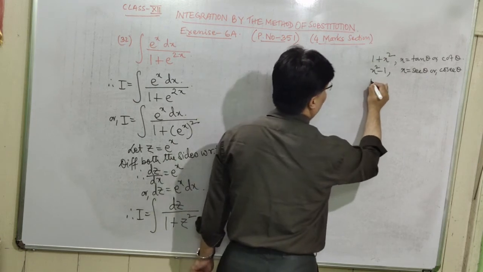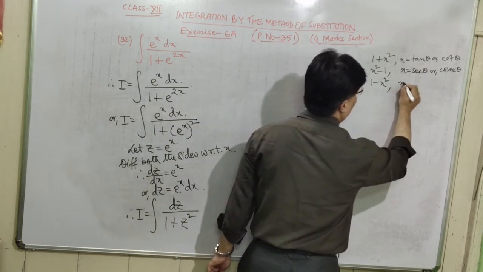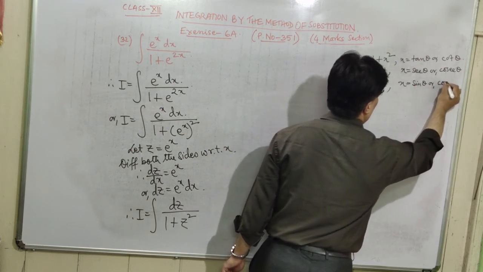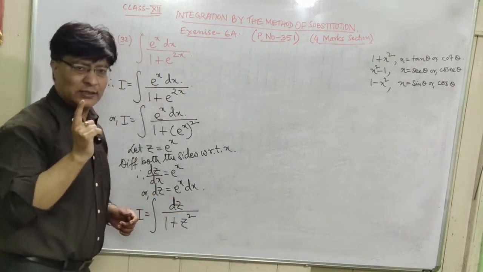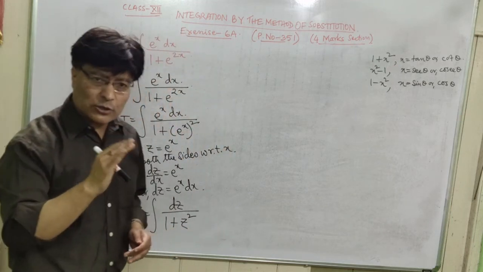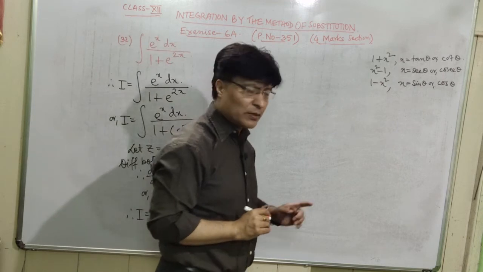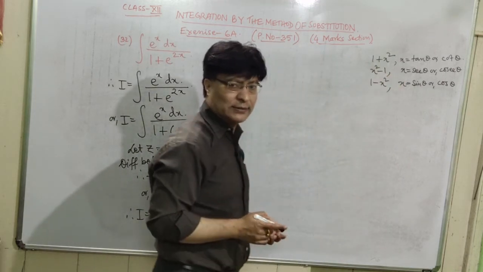Okay? If you have 1 minus x square, what should you put for x? X is equal to sine theta or it may be cos theta. So I think you have understood it. So if there is 1 plus x square, and if you are to do the trigonometric substitution, you can put x is equal to tan theta or cot theta, because you know the formula for 1 plus tan square theta as well as 1 plus cot square theta, right?